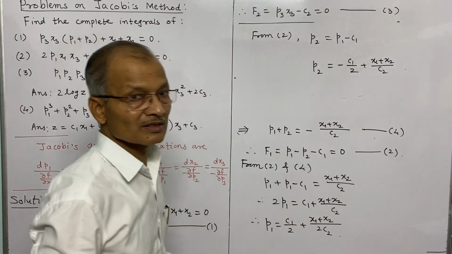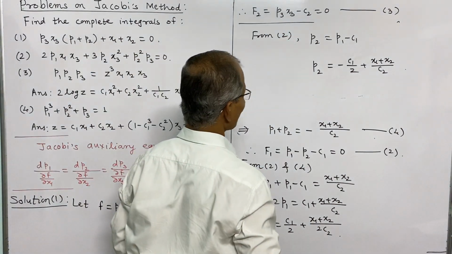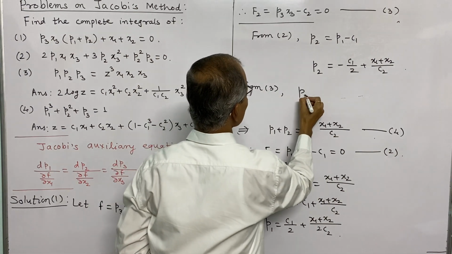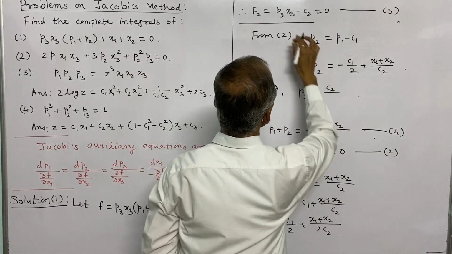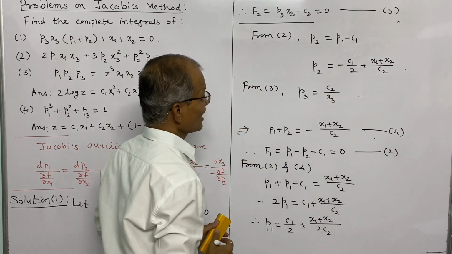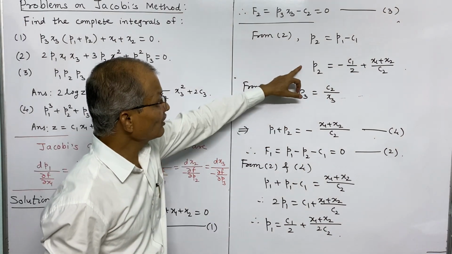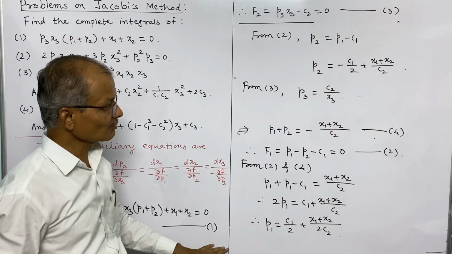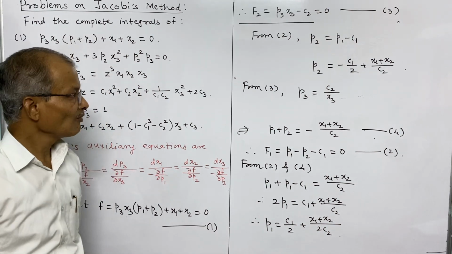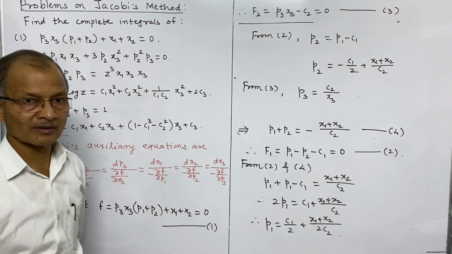Now what remains is P3. Now from third we will write its value. From 3, P3 is C2 divided by, shift this on right side, divided by x3. And thus we have obtained the values of P1, P2 and P3. So this is the important part of the solution. Now the rest part is easy. We write dz, total differential, and then we integrate it to get the solution.